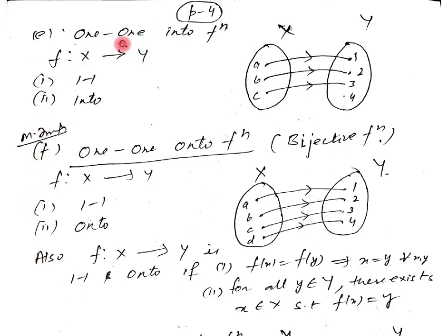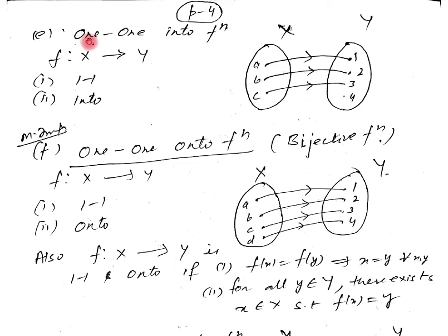Then here, one-one into function. As the name says, it should be one-one and into. When these two are combined, it is a one-one into function. If f is a function from x to y, two conditions are there. First, the function should be one-one. Second, the function should be into. It means if the function is one-one, different elements have different images. If the function is into, then there is at least one element in y which does not have its pre-image in x. Already we have studied: when the function is into, there is at least one element in y which does not have its pre-image in x.